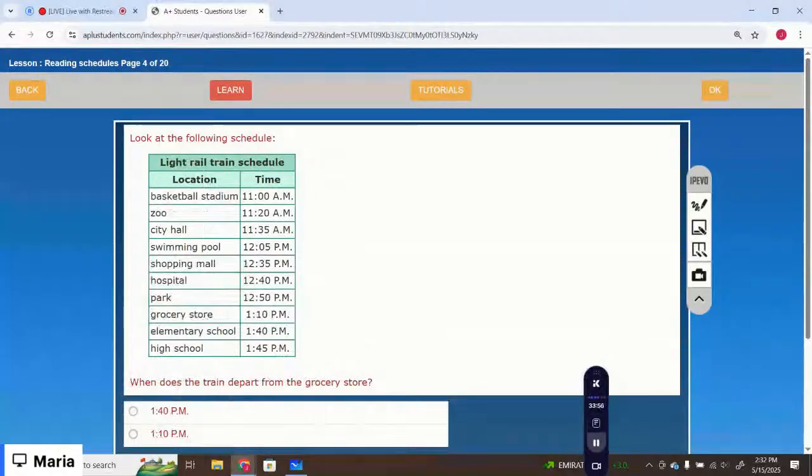Look at the following schedule. When does the train depart from the grocery station? That is 1 hour and 10 minutes. Option number two is the best option.